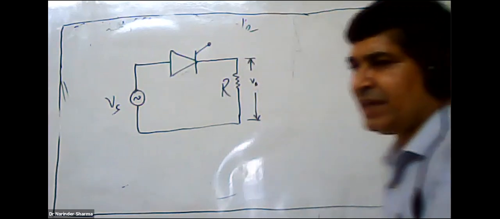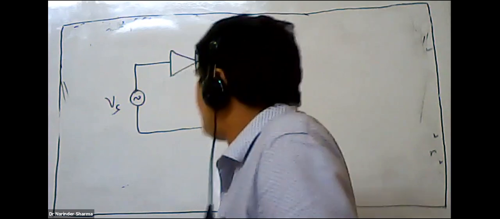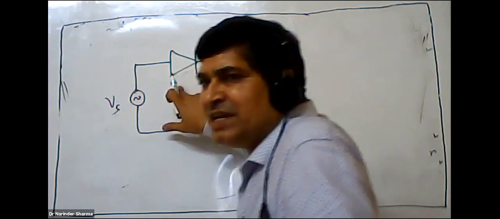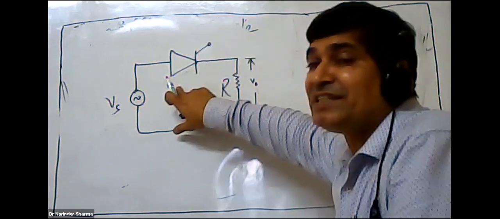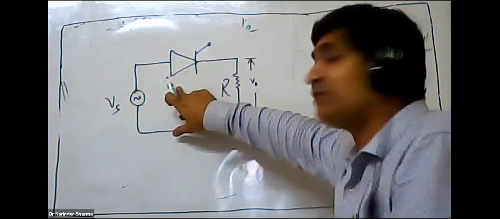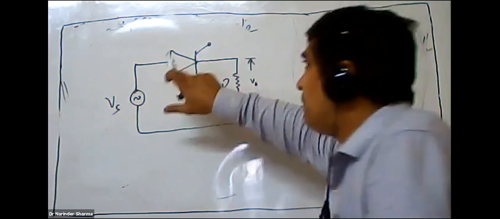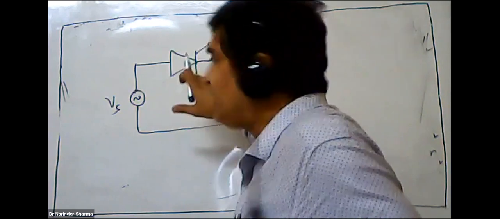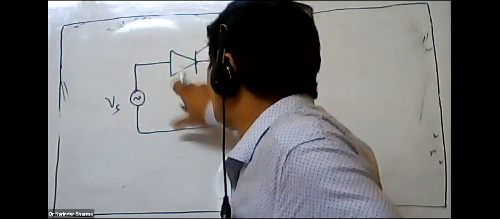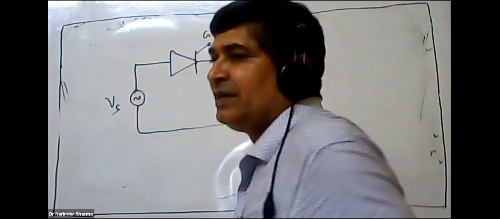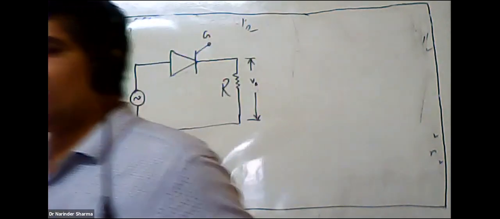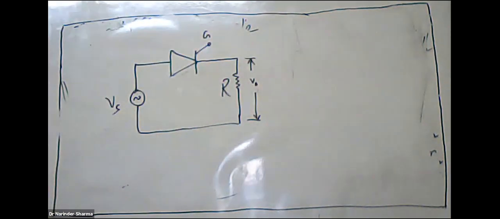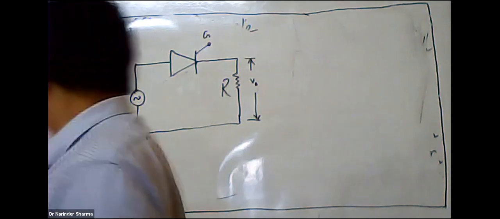Just think, if the thyristor is replaced with a diode, it will start conducting immediately when it becomes forward biased. But this is an SCR, it will not conduct immediately until the gate pulse is applied. So what happens in the case of the thyristor?